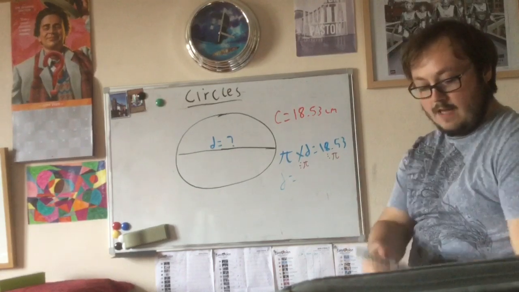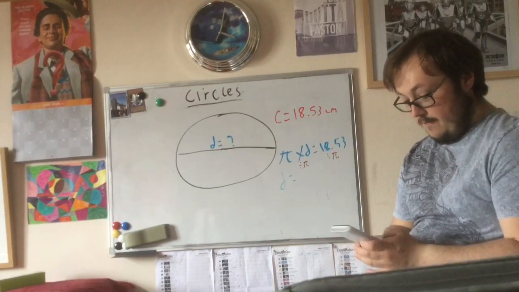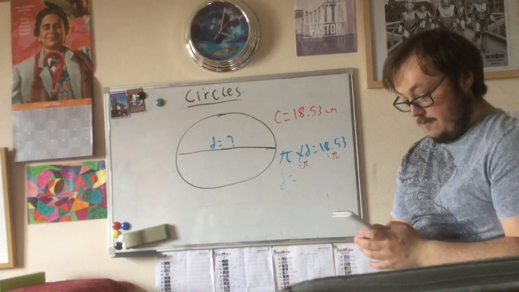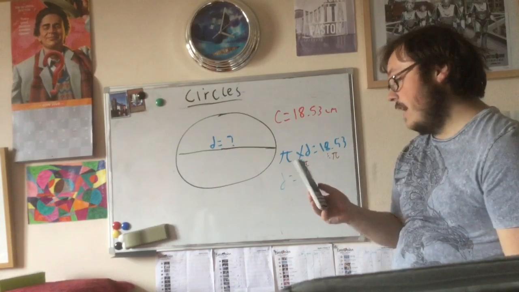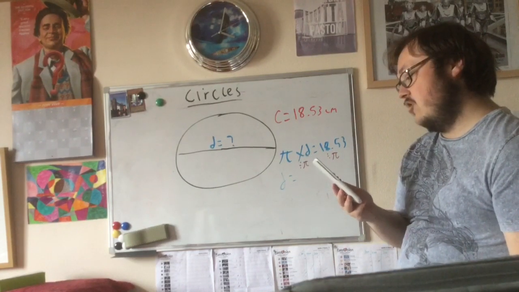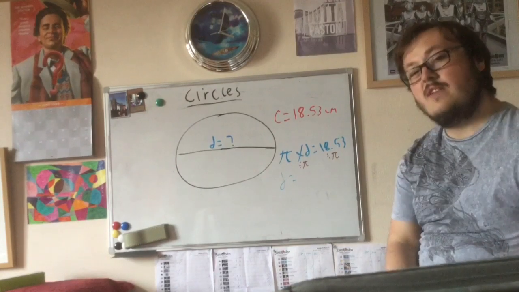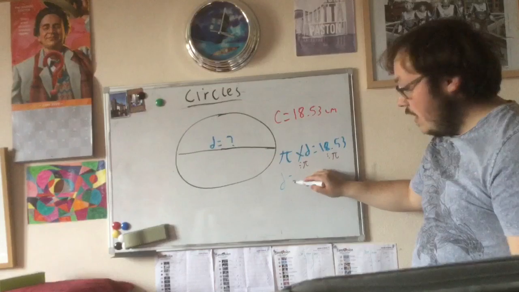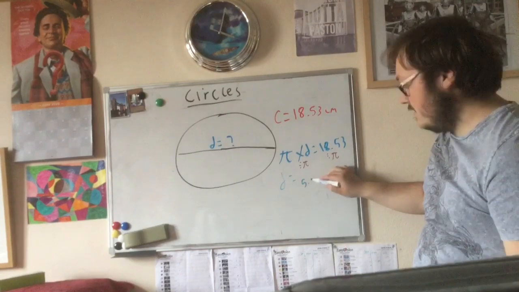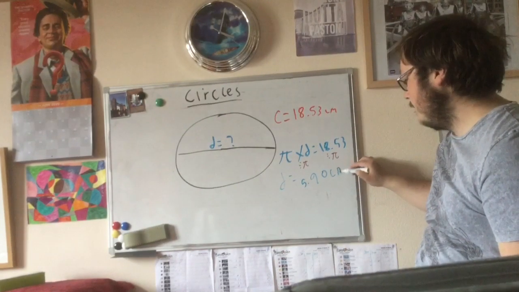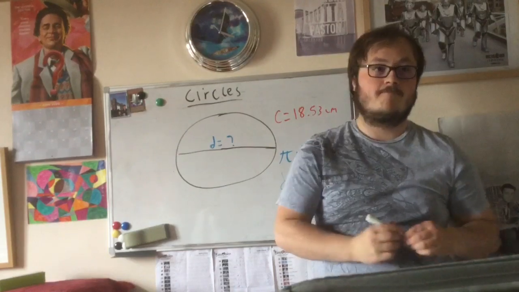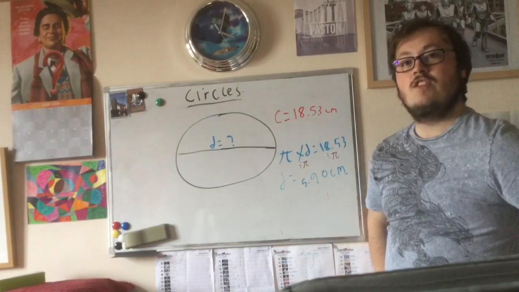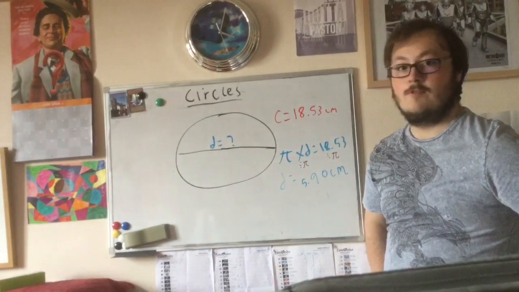So you get your calculator, you type in 18.53 and divide it by pi, and you will get 5.898282191. But I want to do it to 2 decimal places because that answer was to 2 decimal places. So the diameter is 5.90 centimetres. And that's how you find the diameter when you have a circumference.